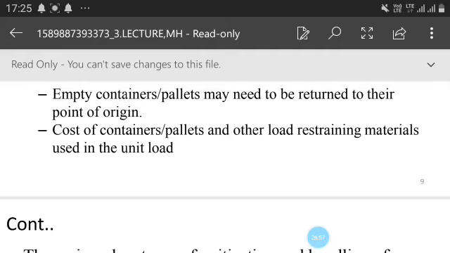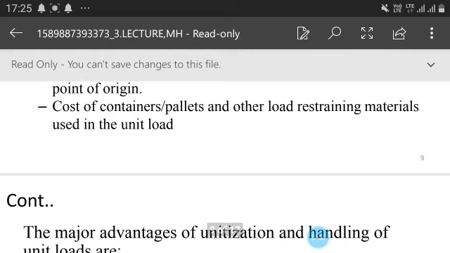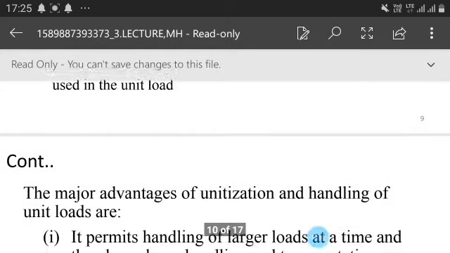So the transportation cost will sometimes be high, and the cost of containers, pallets and other load-registering materials used in the unit load will also be recorded as container cost. Sometimes with small bags, it is not very comfortable to move them from one place to another place, so you have to buy bigger bags, and this also adds some cost and excess money.